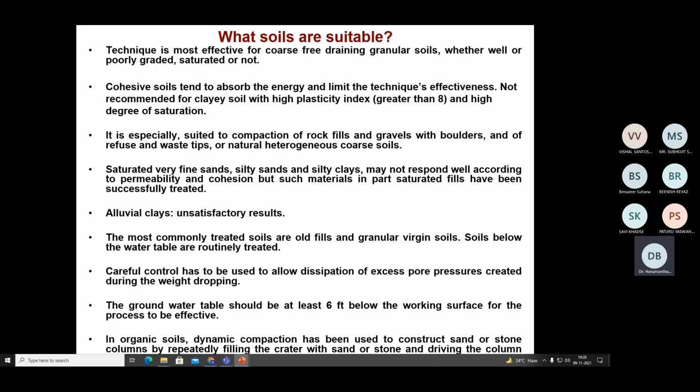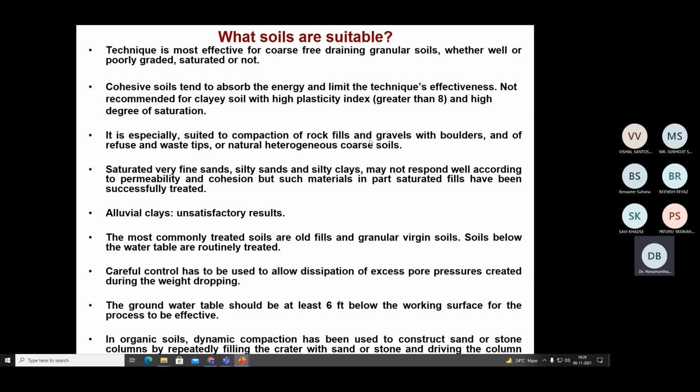Then this is another important slide that you need to understand, for what type of soil it is most suitable. This categorically says the technique is most effective for coarse, free draining granular soils, whether well or poorly graded, it is immaterial, saturated or not. Cohesive soils tend to absorb the energy and thereby limit the technique's effectiveness. So it is not recommended for clayey soils with a high plasticity index, that is greater than 8, or a high degree of saturation. This technique is specifically suitable for rock fills and gravels.